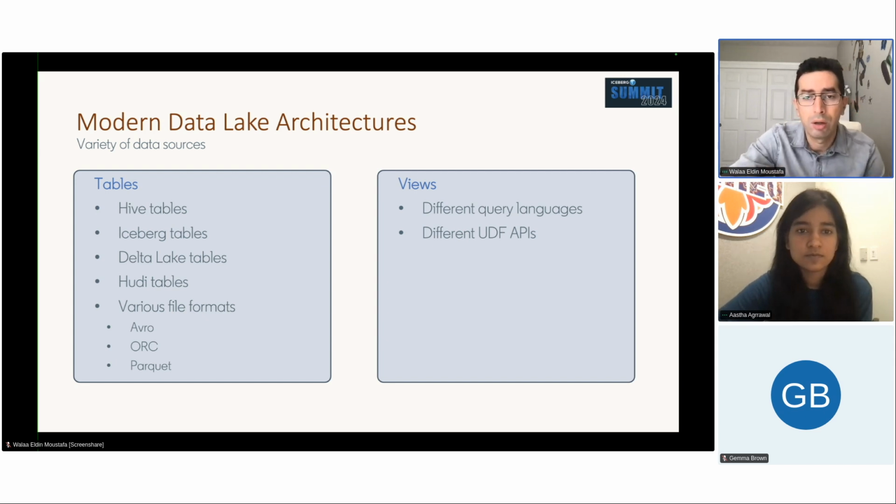On the other hand, there are other data source types such as views, which can be expressed on top of tables to express shareable and reusable logic that can also be queried from those compute engines, and those leverage different query languages and UDF APIs to express that logic.